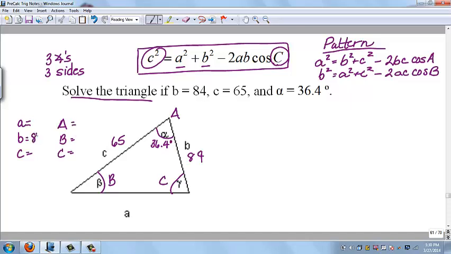I know B is 84. I know C is 65. I know angle A is 36.4 degrees. So this helps because now I only have to find 3 more things.